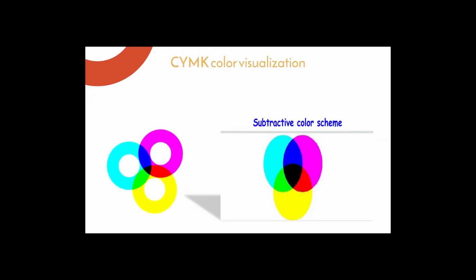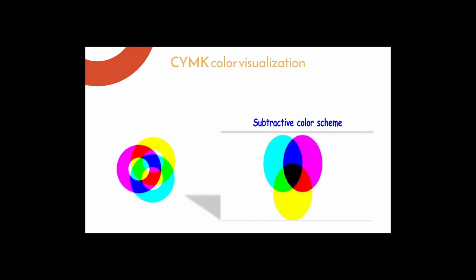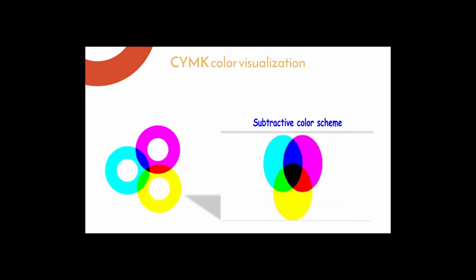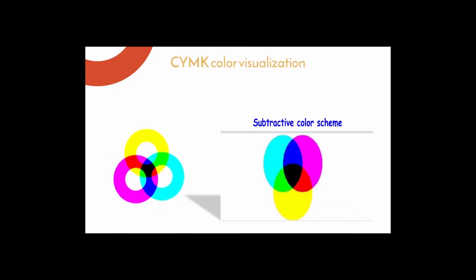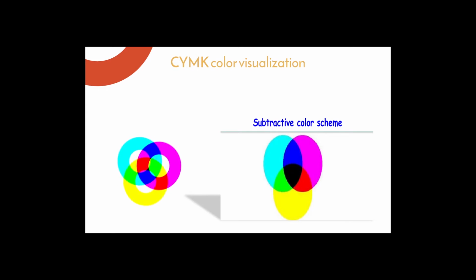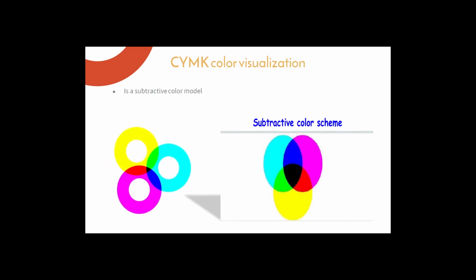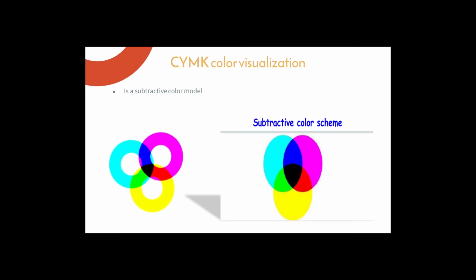The final color space that we'll be looking into for now is the CYMK color space. The major difference between CYMK color space and all the other color spaces that we have seen so far is the fact that CYMK color space is a subtractive color scheme, whereas all the other color spaces we've seen so far were additive color schemes. Now, what is a subtractive color model and what is an additive color model?